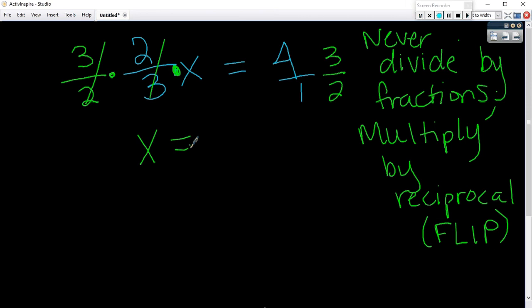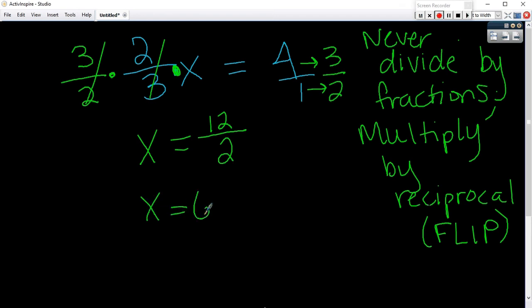How do you multiply fractions? It's not crisscross. We go straight across, okay? Top times top and bottom times bottom. So 4 times 3 is 12. And 1 times 2 is? So what does x equal?